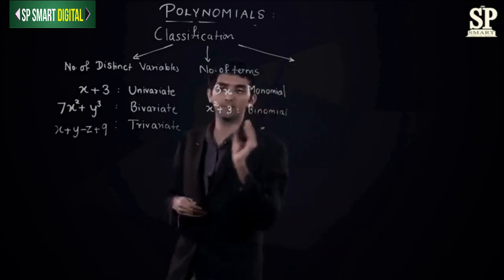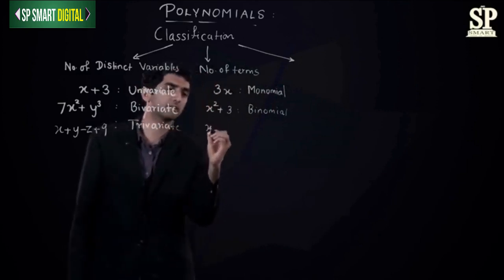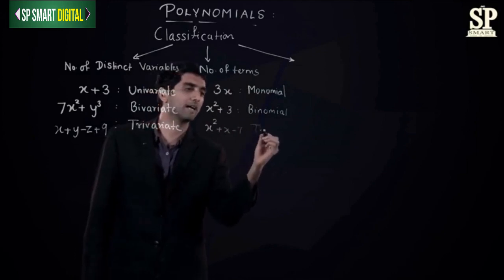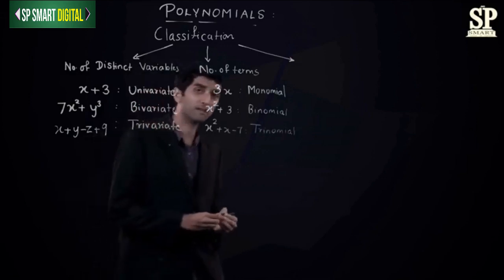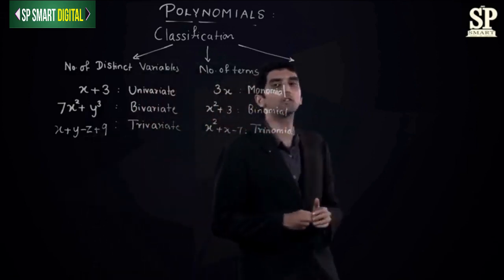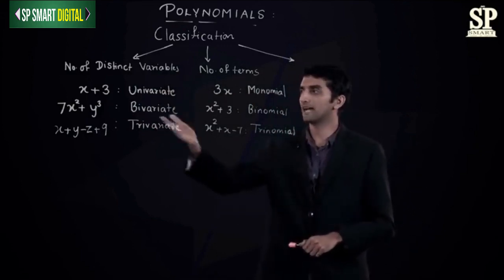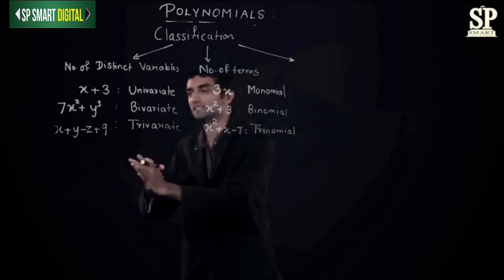So one term, monomial; x square plus 3, two terms, binomial; and lastly let's say if I put x square plus x minus 7, now this becomes a trinomial because it has three terms. So a very simple classification directly based on the number of terms one particular polynomial expression has. So as you can see, we can try to use this classification in these examples as well.